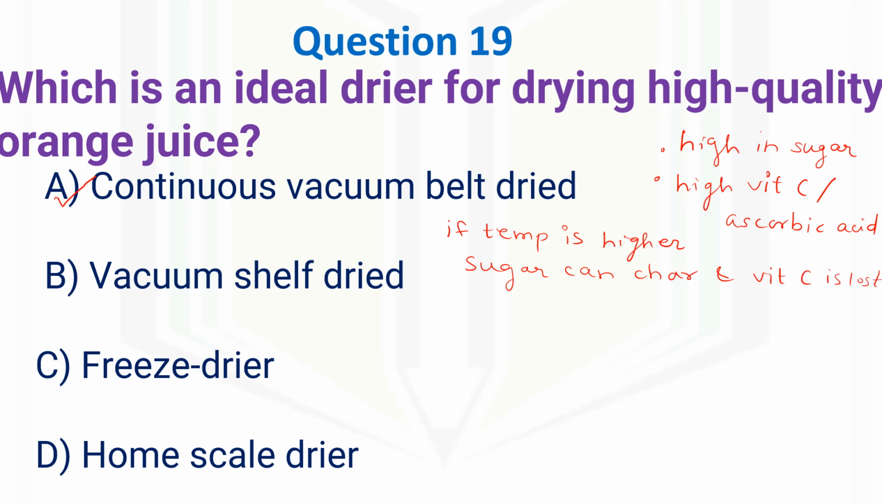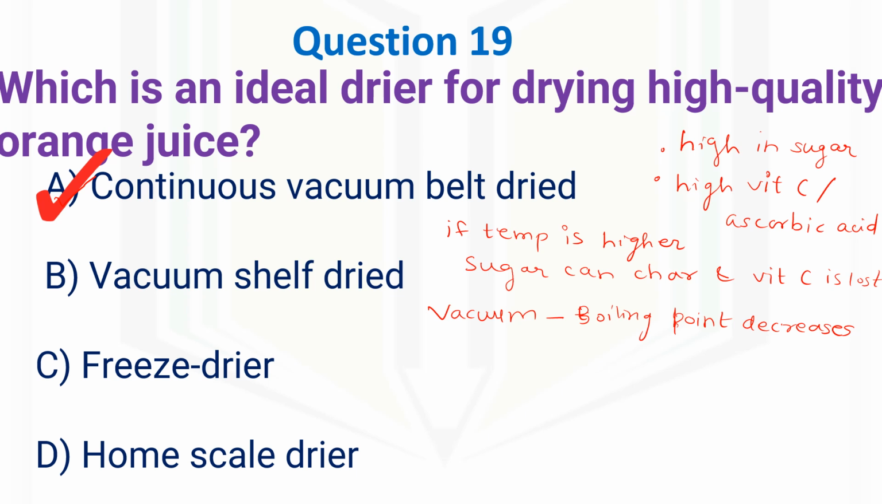So the better method of preparing high quality orange juice is using a continuous vacuum belt dryer, because when we apply vacuum, the boiling point is lowered. Boiling point decreases when we apply vacuum. So it will preserve the flavor, aroma, and the vitamin C content will not be lost as much as if we apply high heat.